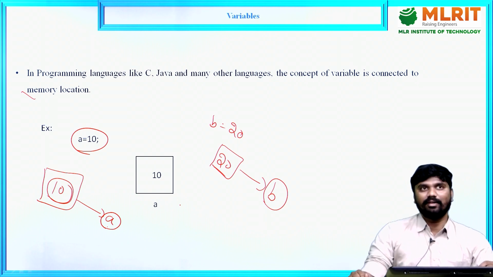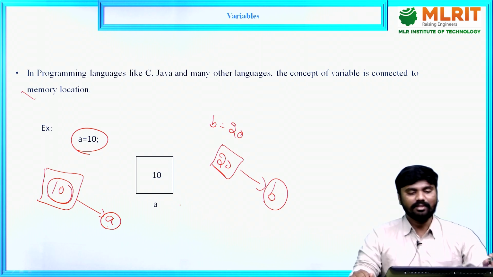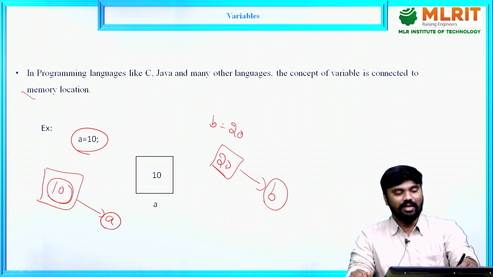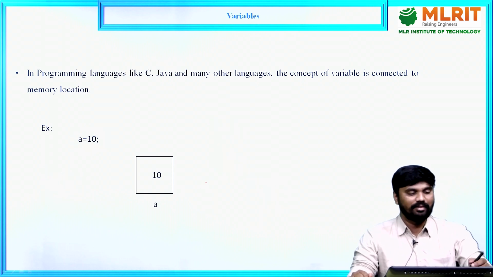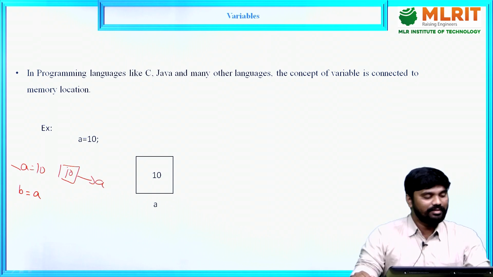Now, what is the difference between Python variables and other programming languages' variables? This is very important. For example, a equals 10, and b equals a. Whenever this statement executes, first the value 10 will be stored and pointed to by a. So the address of the 10 is a. But now I am assigning a variable to another variable b.